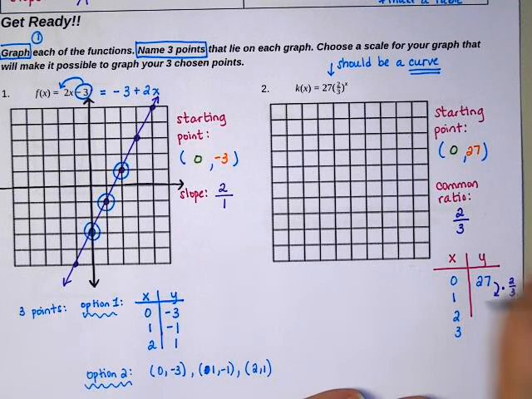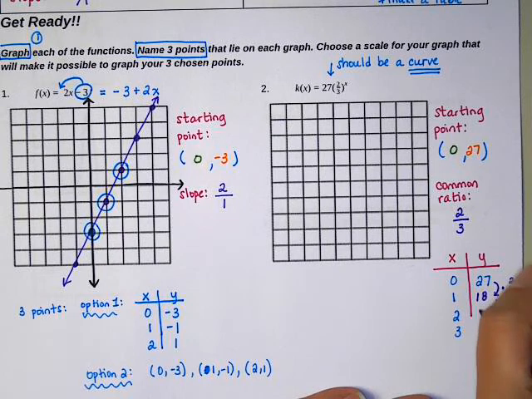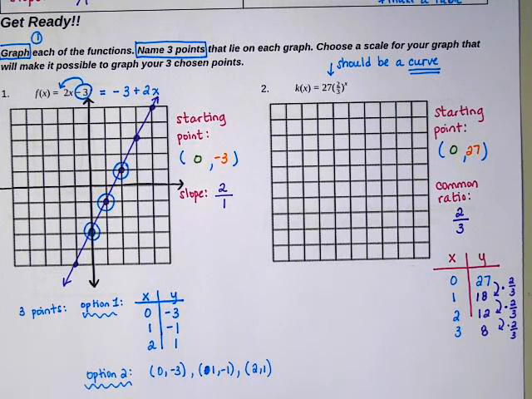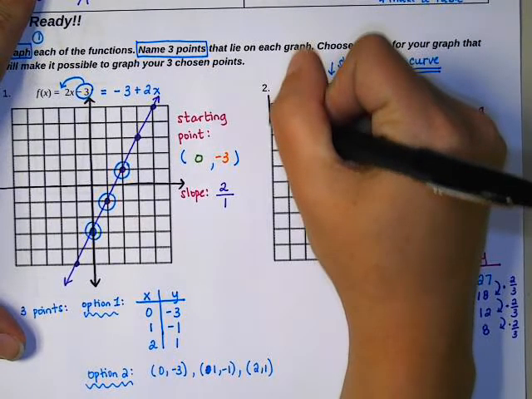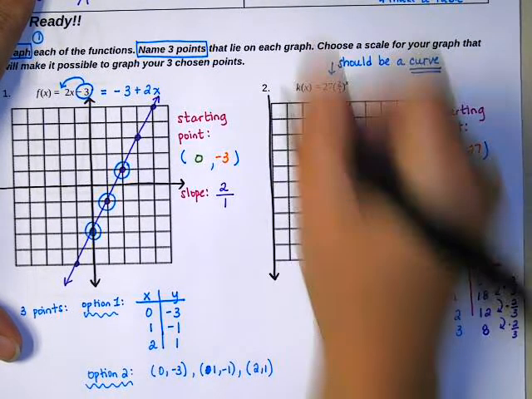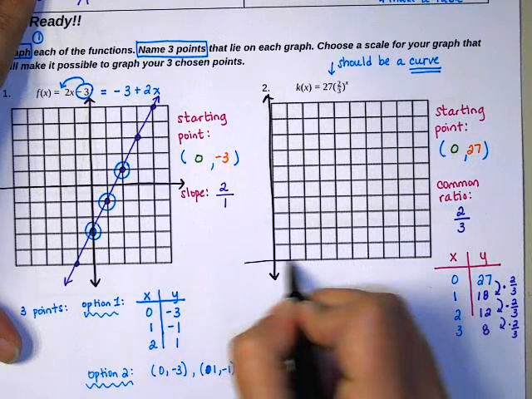If I do 27 times 2/3, I get 18. If I do 18 times 2/3, I get 12. And if I do 12 times 2/3, I get 8. There we go. Using those points, I need to draw a graph that will allow me to fit those points in. So one thing I'm noticing is that all of my values here are positive, which means I'm going to draw a graph that doesn't have all 4 quadrants, but that only has the first quadrant.